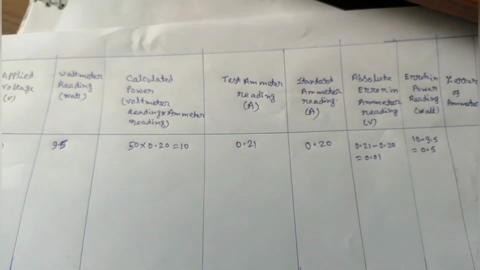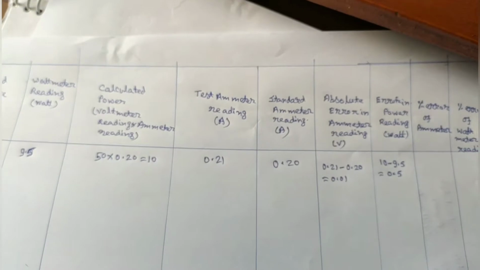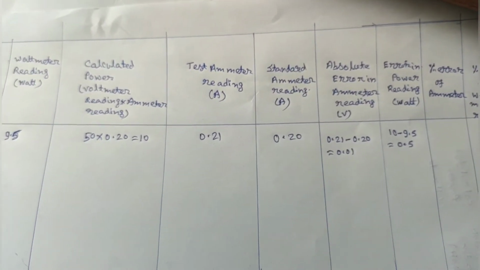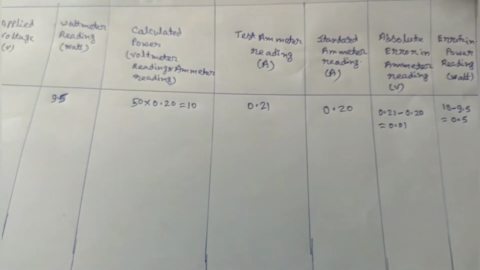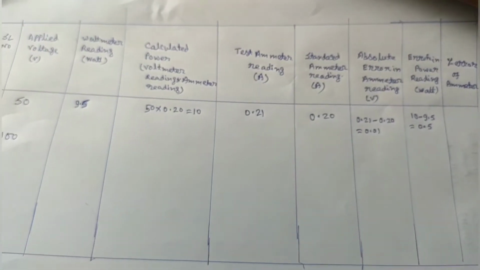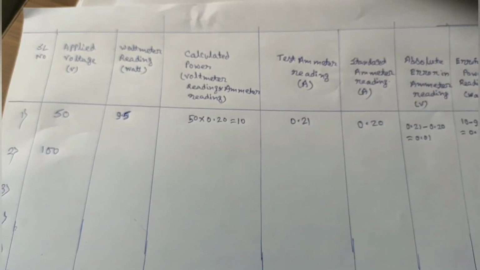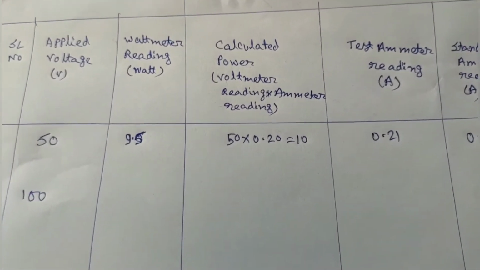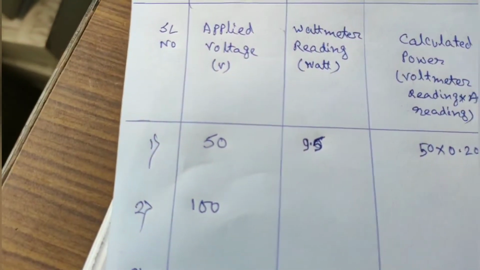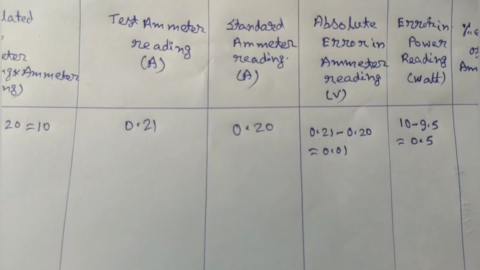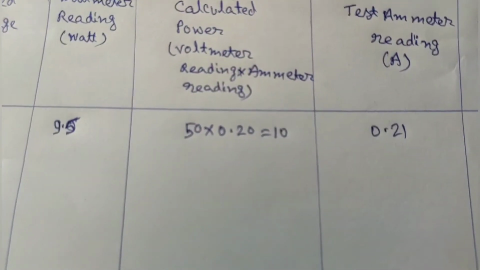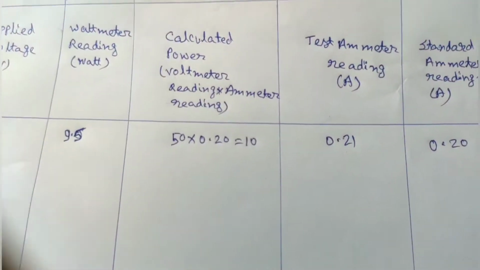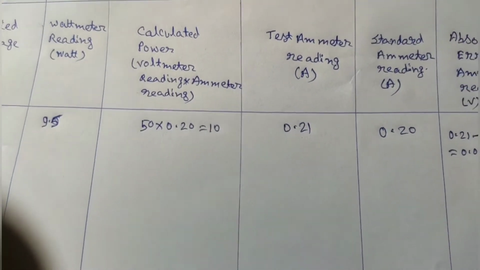Now what is the wattage that we can calculate from the standard ammeter reading and the standard voltmeter? You know, this is a DC circuit, so only V into I will give you the power. No cos theta is required, no power factor is required. So we have just multiplied the voltage reading with the standard ammeter reading, and the wattage we are getting here is 10. Now we need to find out the error between the standard and the test.